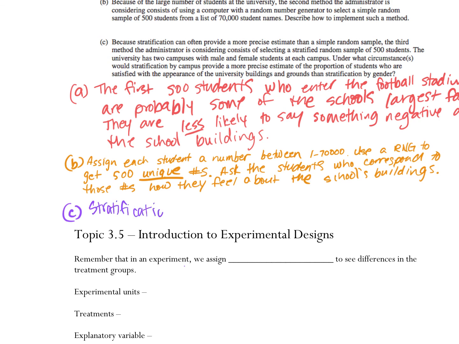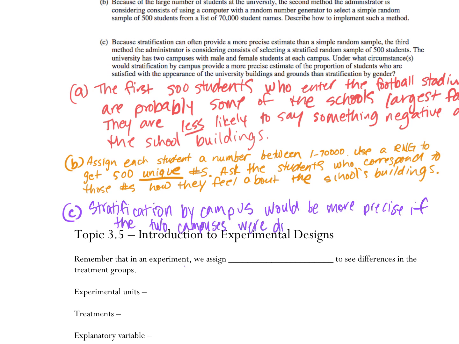Stratification by campus would be more precise if the two campuses were different from each other. Why would it be more precise? I get the wording's kind of weird here. The stratification itself, the end result, the combined estimate, would more closely resemble the actual estimate of all students. Think about if we did that by the stage. If we had one front row, and then we found the average rating, that's going to be really close to the average rating of everybody. It would be more precise.